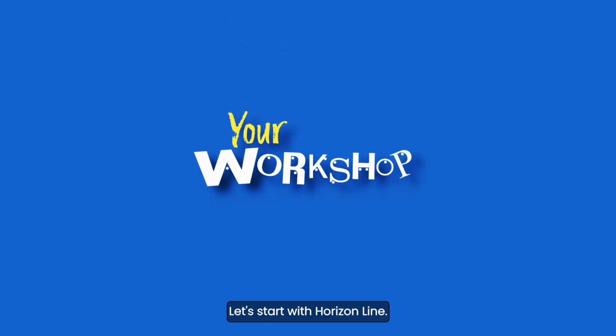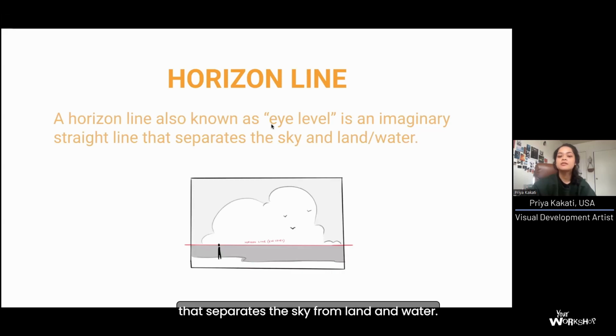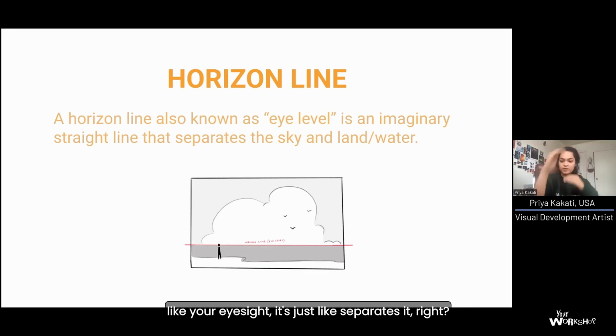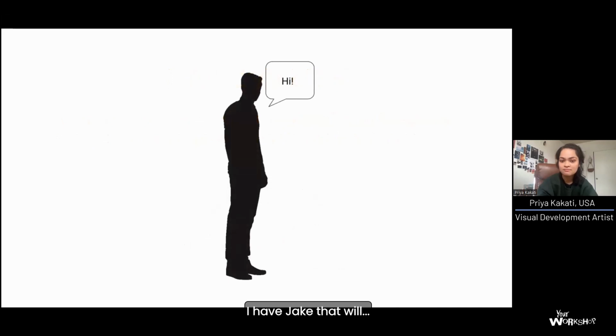Let's start with horizon line. What is a horizon line? A horizon line, also known as eye level, is an imaginary straight line that separates the sky from land and water. It's just an imaginary line that, when you're looking from your eyesight, separates it, right? To help us understand this better, I have Jake that will help us understand eye level better.